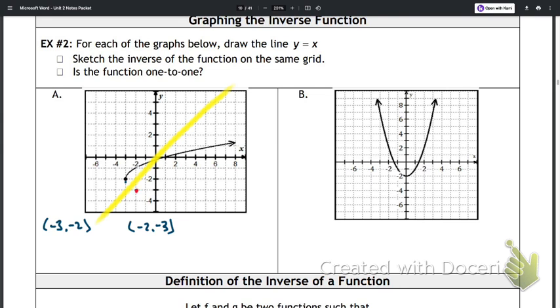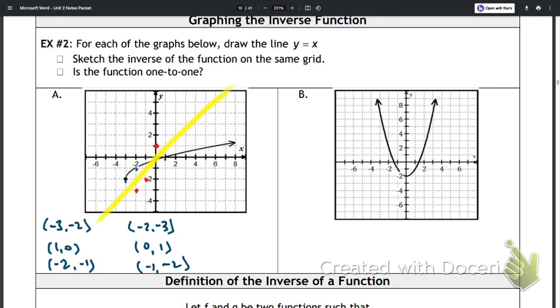All right, then you've also got the ordered pair right here at 1, 0. And that will become the ordered pair 0, 1. So it'll graph it right here. Let's see. Oh, I guess I missed one that we had. We had the point -2, -1. And that will become the ordered pair -1, -2. So it'll be right here.